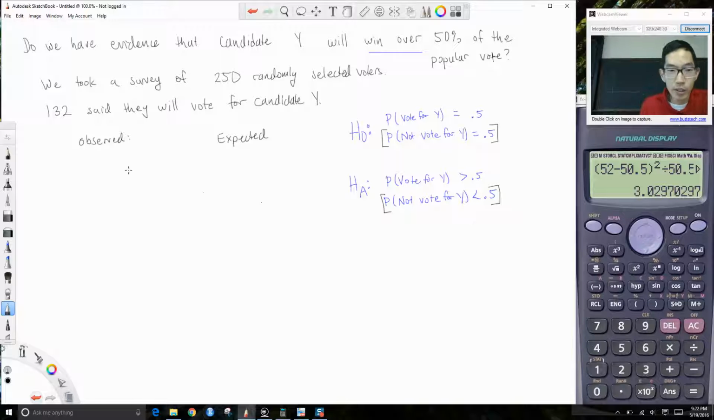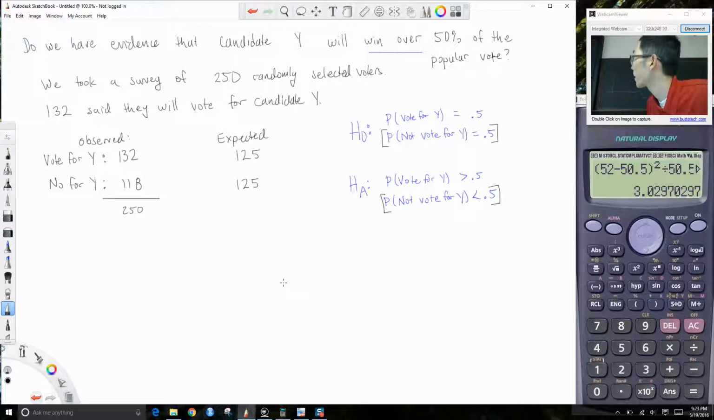Okay. So what we observed is we've got vote for Y, and then we're going to say no for Y. And what we observed is 132 people here, which means if we had a total of 250, we need to have 118 here. If the null hypothesis were true, we would expect to see 125 here and 125 here. Is that good with everybody? Okay. Yes. Yeah, of course.